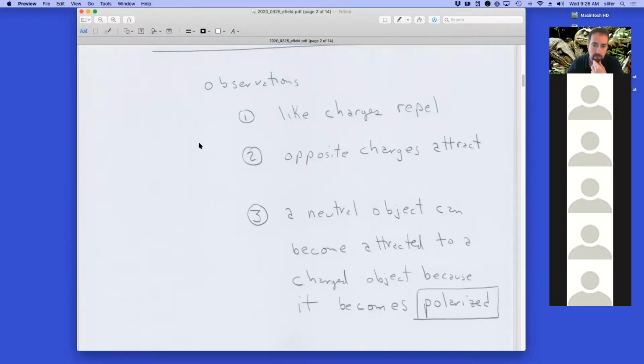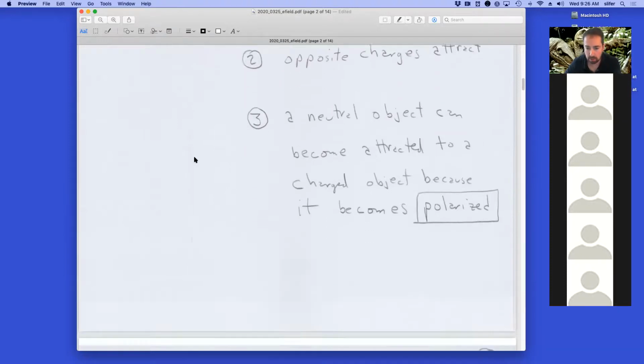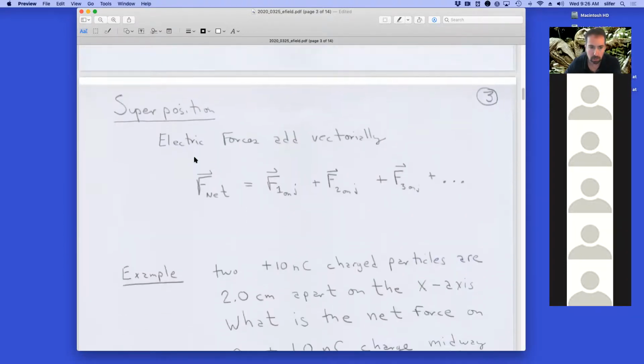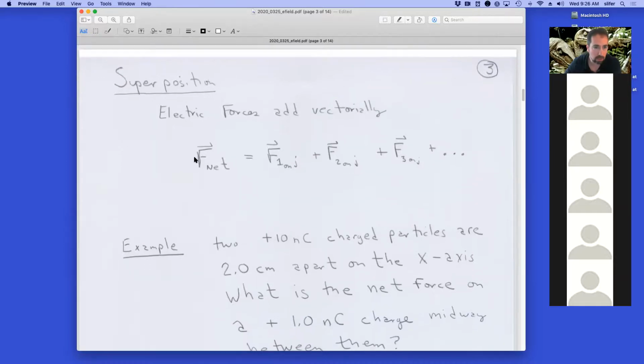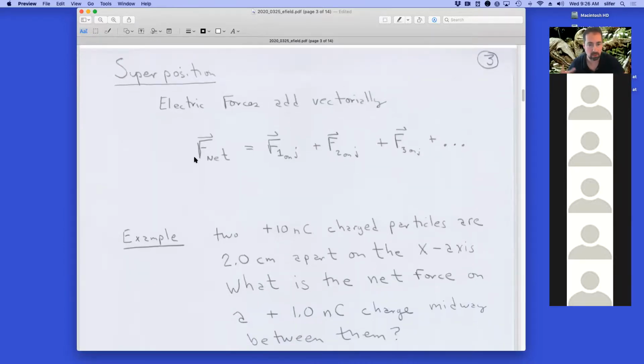So the three observations: like charges repel, opposite charges attract, and a neutral object can become attracted to a charged object because it becomes polarized. Okay, I hope that's enough time. Thank you. Yes. Okay, Jacqueline, and we'll move forward. And thank you for letting me know. I really do need that kind of pacing on this, because this is all new, and I will tend to go too fast if you don't tell me.